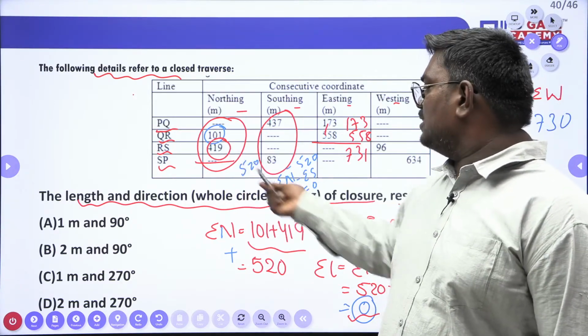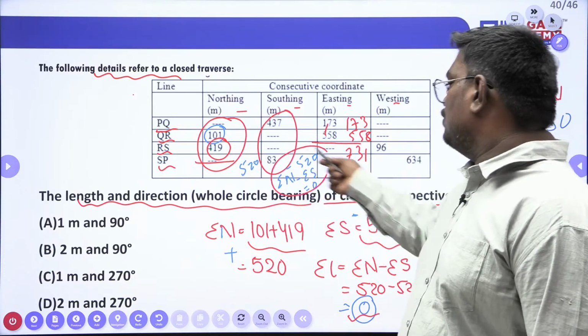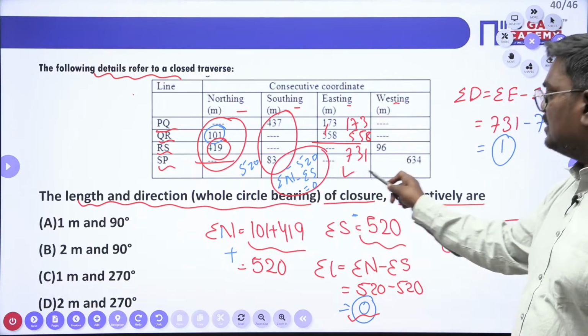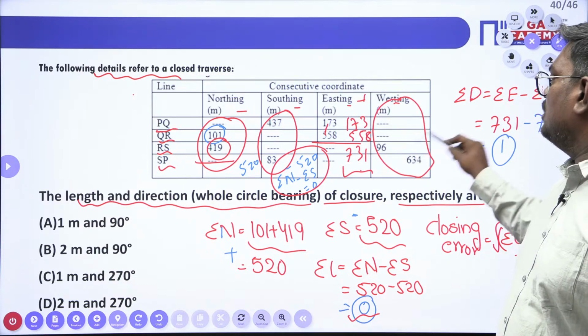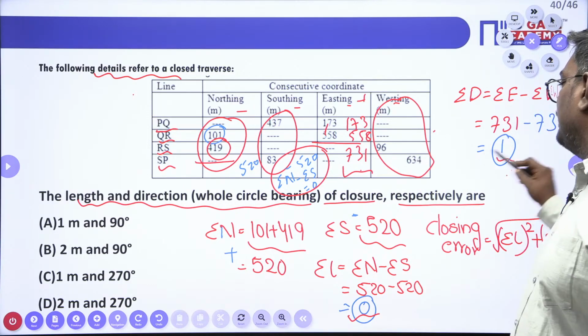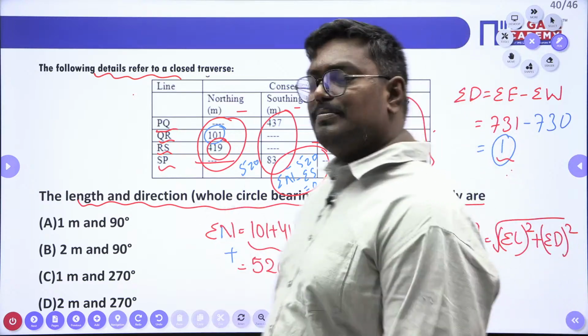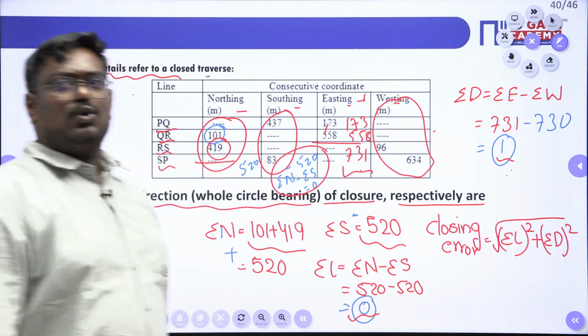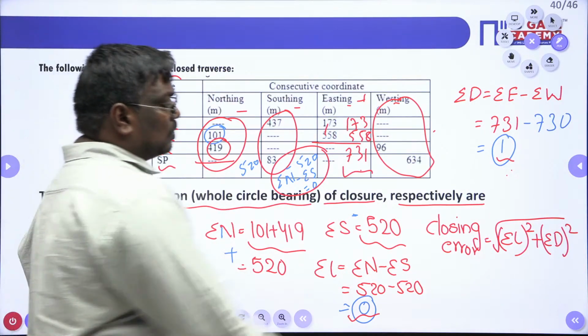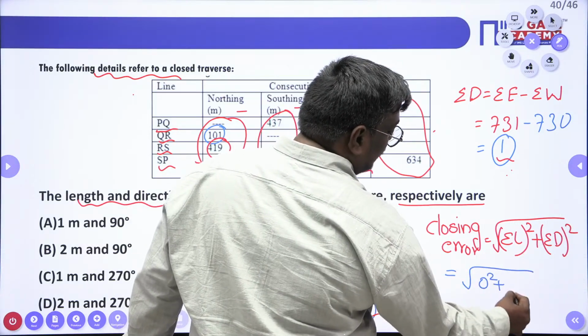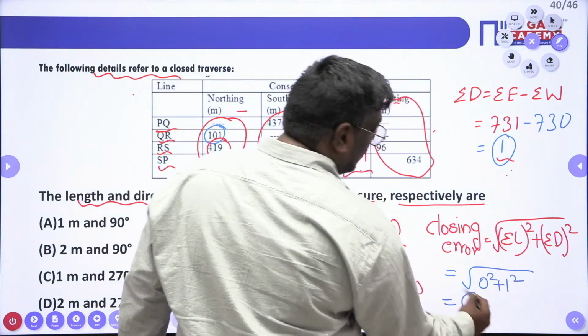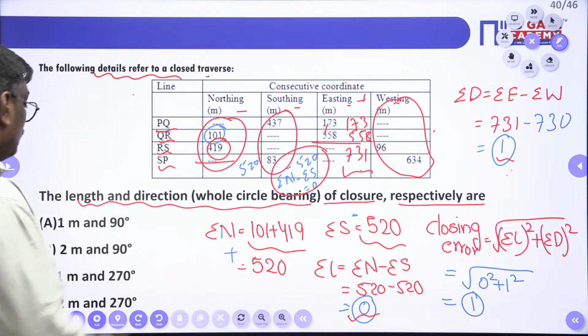Sum of northings minus sum of southings is 0. Similarly, sum of eastings is positive. We take 731, and the sum of westings is negative, so you get a value of 1. So what is the length? The missing line, that you call the closing error. So closing error is equal to the square root of sigma L squared plus sigma D squared, that is 0 squared plus 1 squared, so it will be equal to 1. So the closing error will be equal to 1 meter.